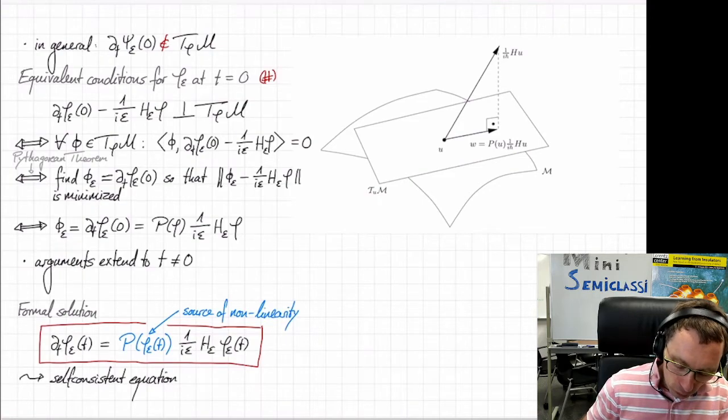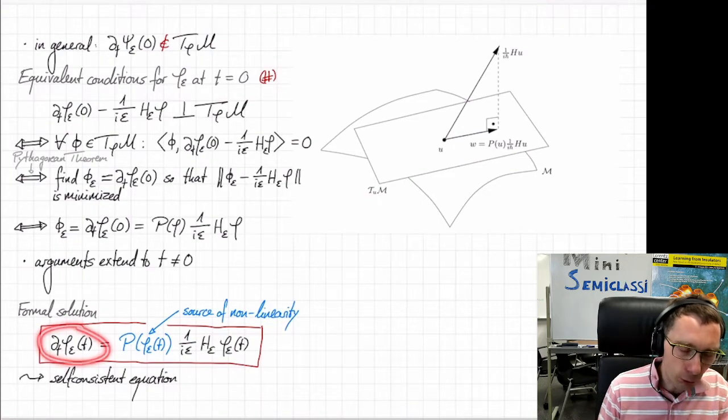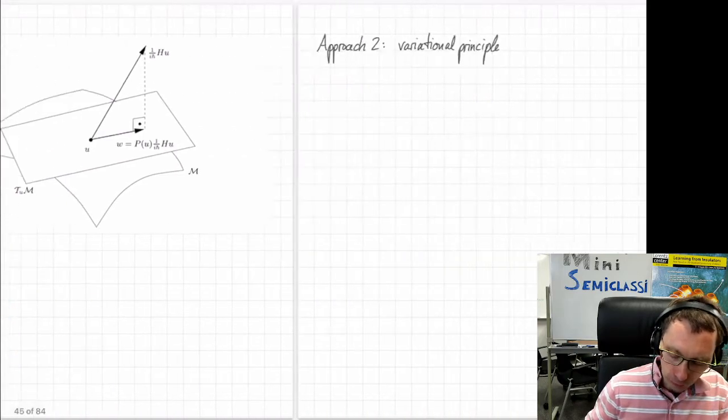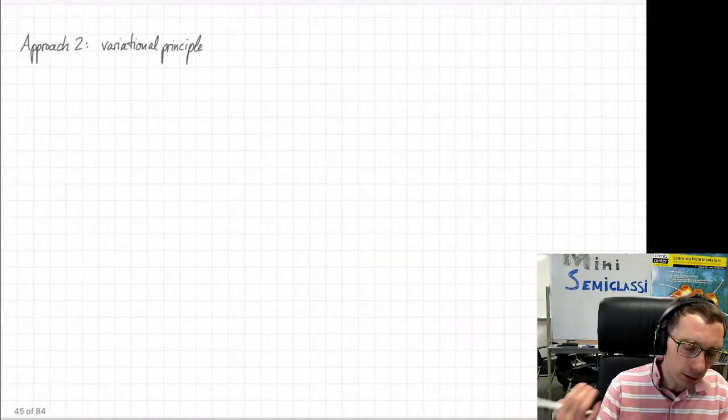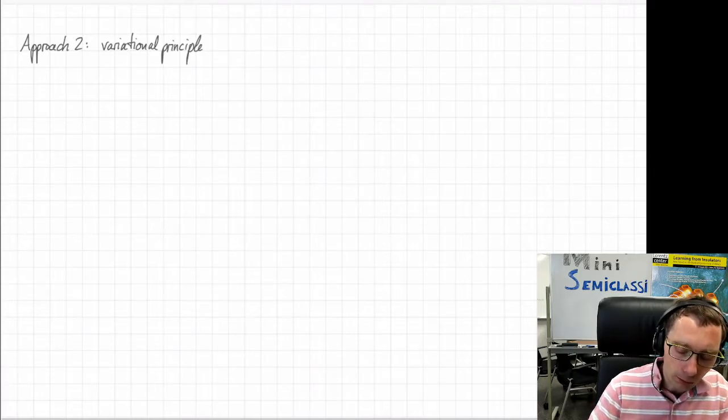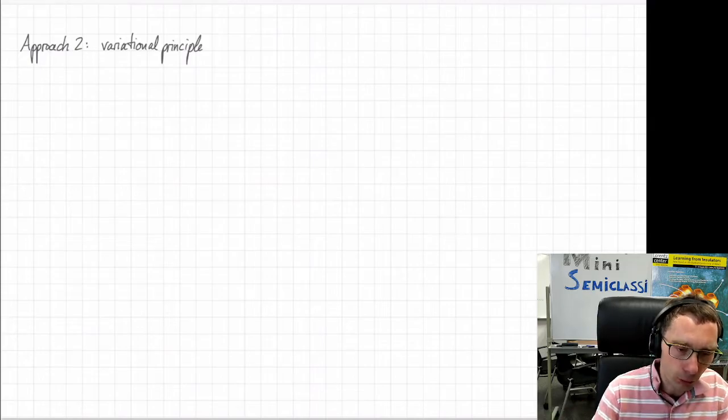But if you would actually like to solve this equation explicitly, given a particular choice of constraint manifold M, it's not at all clear what to do, at least using this direct geometric description. And the nice thing about variational principles is that these are fairly versatile and lead to fairly explicit equations.